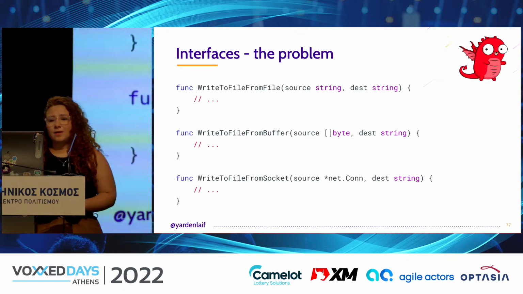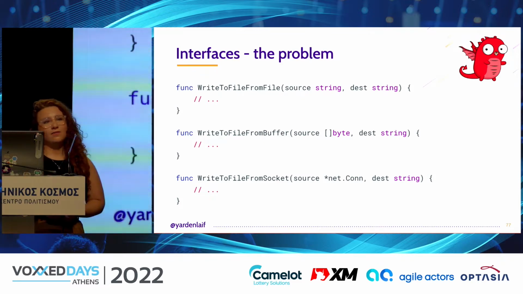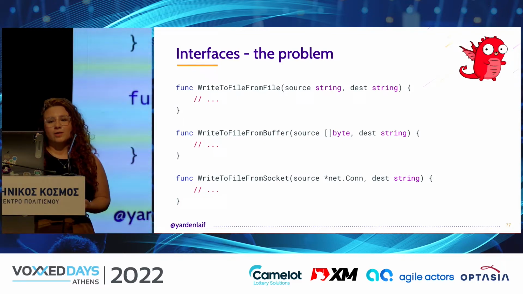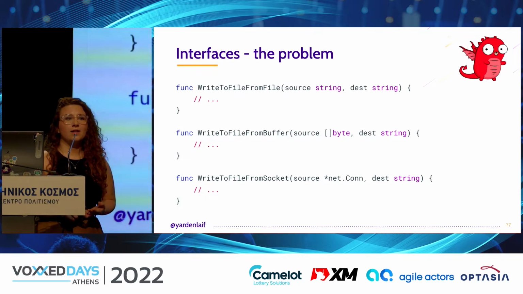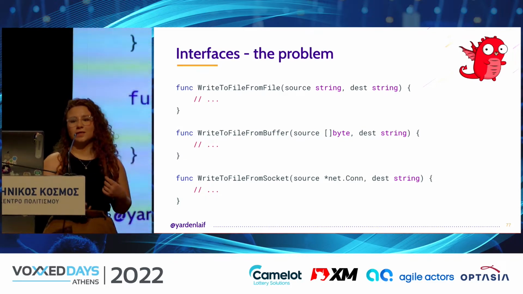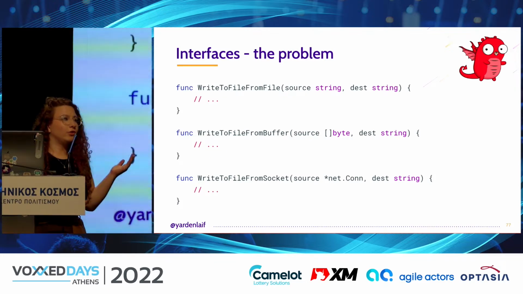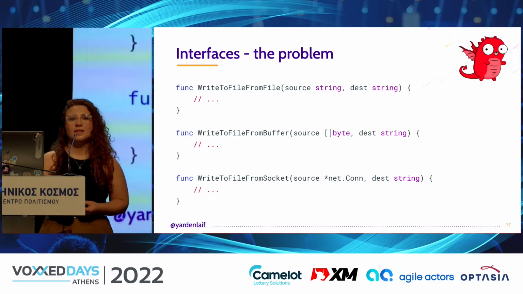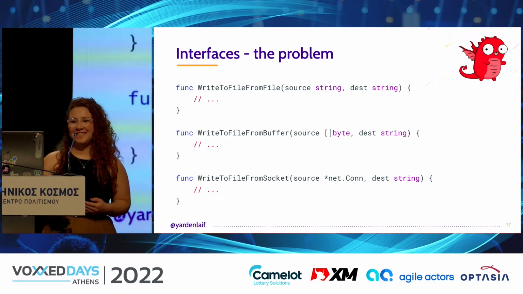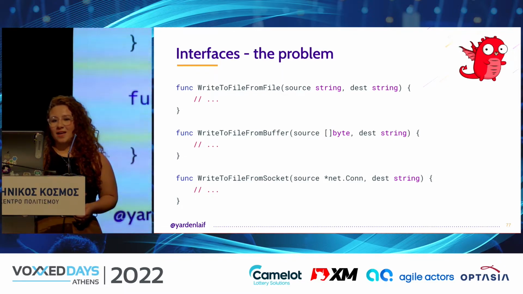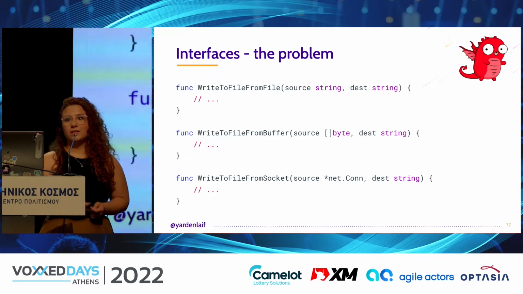Now with all that, let me show you a quick problem. Well, we have 3 write-to-file functions. One of them, the source is a file, the source is a buffer, and the third, the source is a socket. Now, obviously, I haven't showed you the implementations, but we can all guess that the code is going to be pretty similar. There's going to be a lot of redundancy between these functions. And so let's use interfaces to solve this problem.